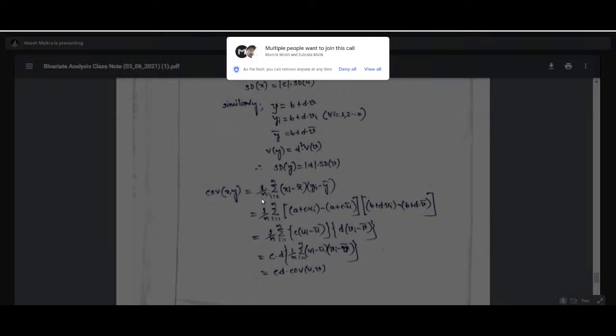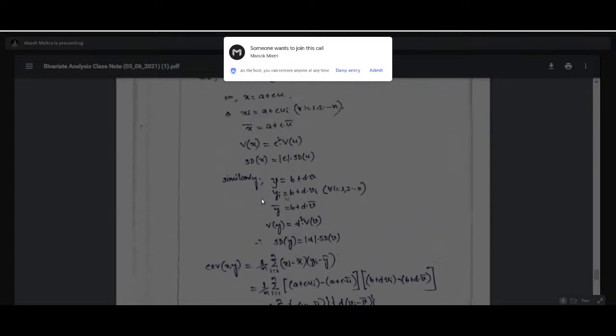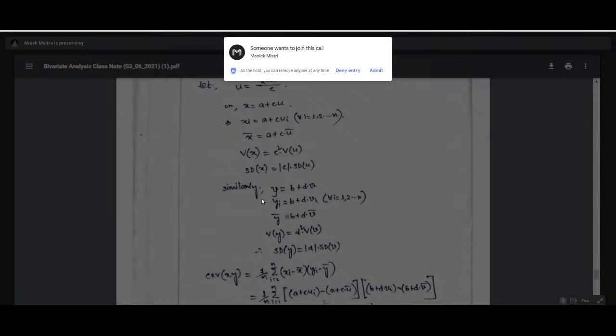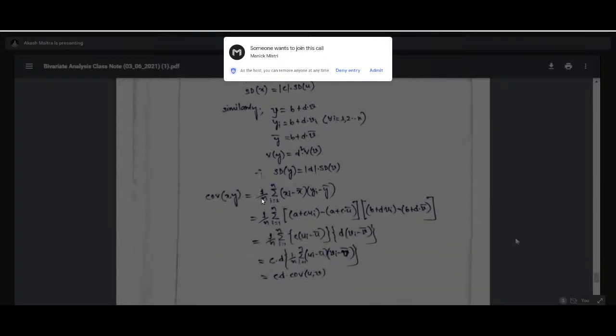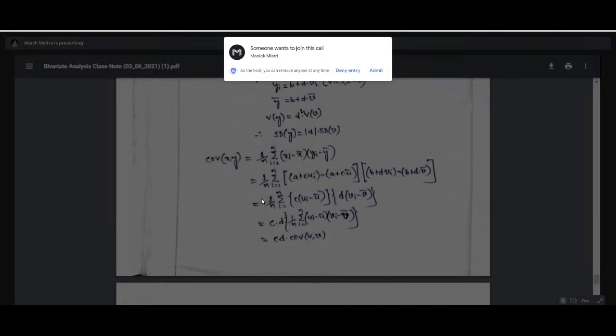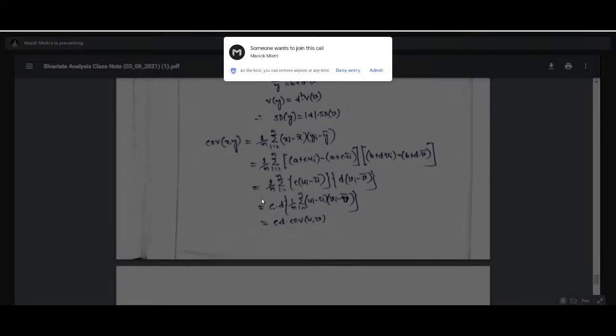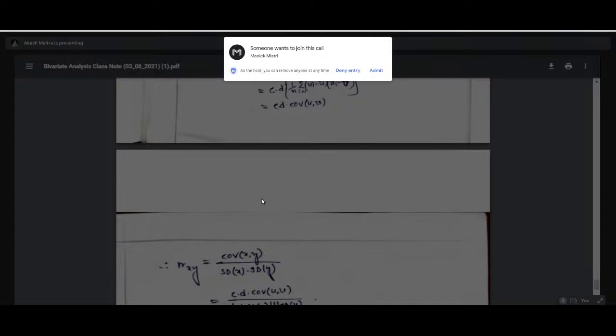Covariance of xy means 1 by n summation i equals 1 to n of the product of xi minus x bar into yi minus y bar. Now considering xi equals a plus cui minus x bar, that is a plus c u bar, into b plus dvi minus b plus d v bar. So I am getting 1 by n summation i equals 1 to n of c into ui minus u bar, d into vi minus v bar. So cd into covariance of uv. That is, covariance of xy equals cd into covariance of uv. This is my first result.